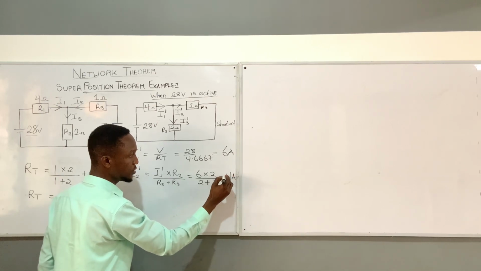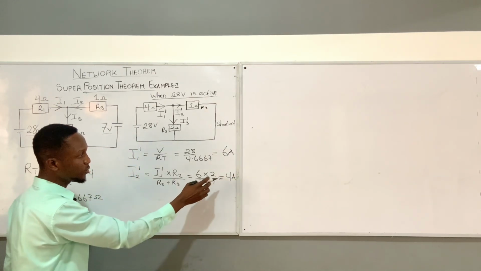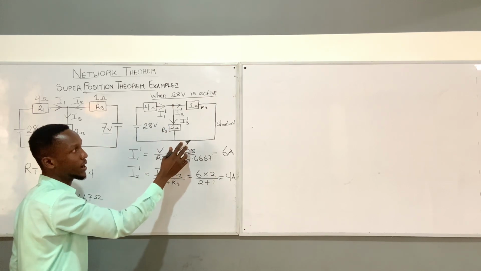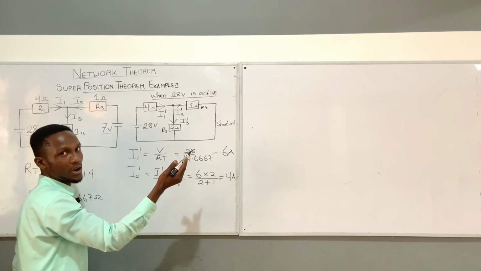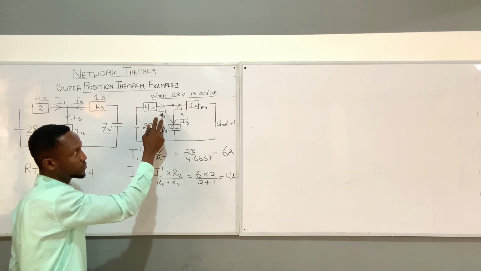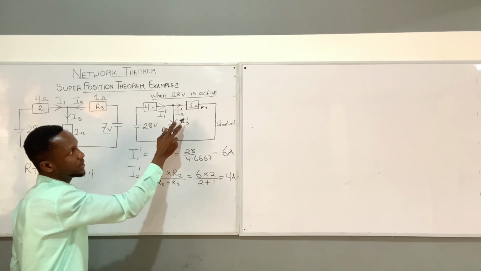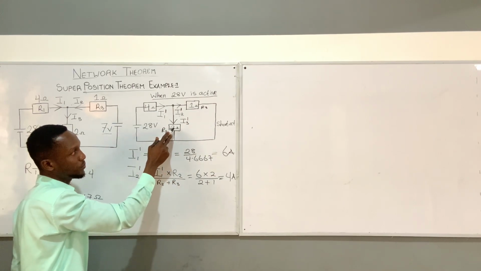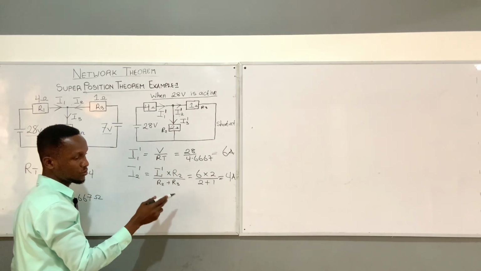giving us 4 amps. So now that I've been able to find I2 prime, I can find I3 prime. I don't need to use the current divider rule. You can use it if you want to. Take the supply current, use it to multiply the opposite resistor, which is 1, divide by 1 plus 2. Like this, you get the correct answer.